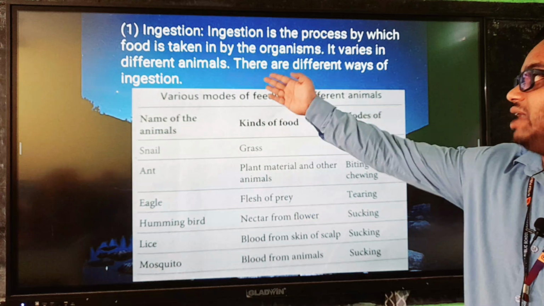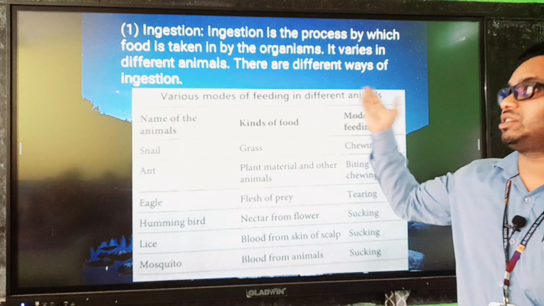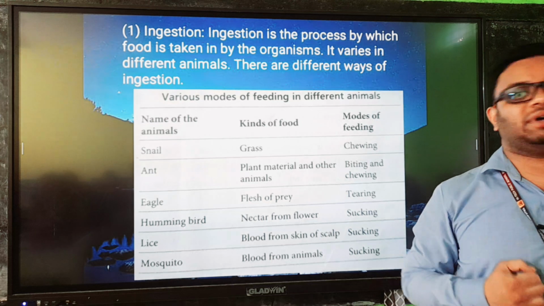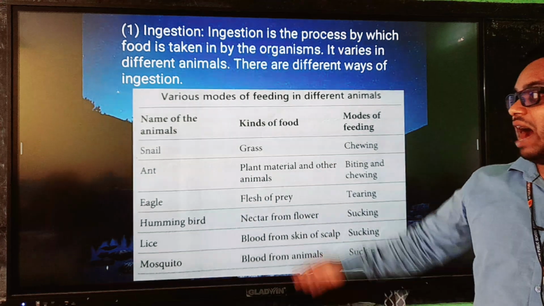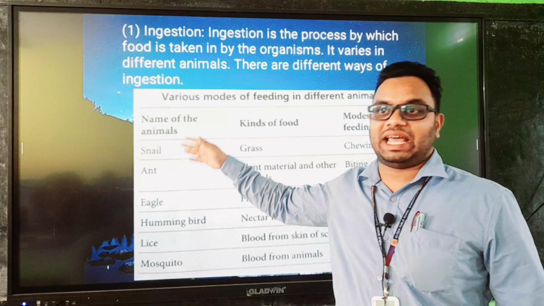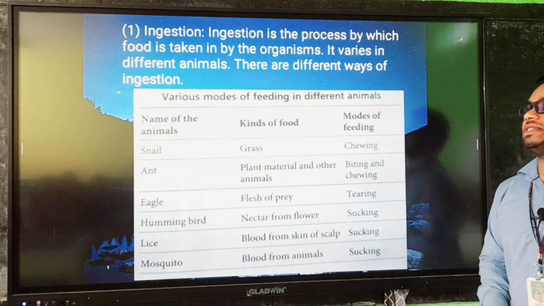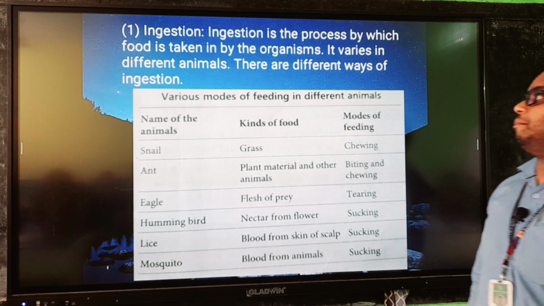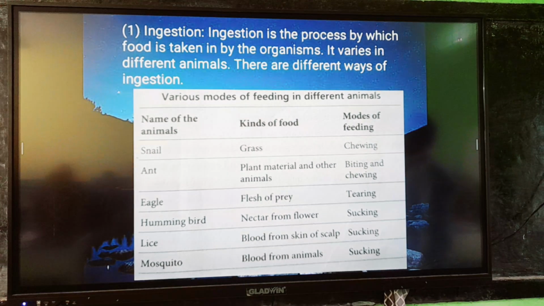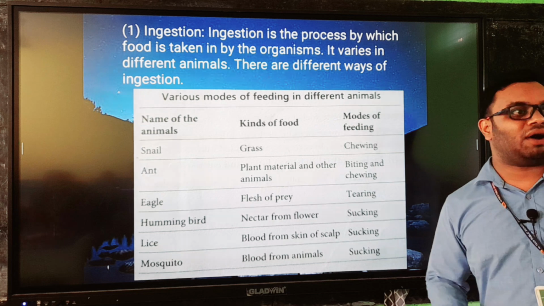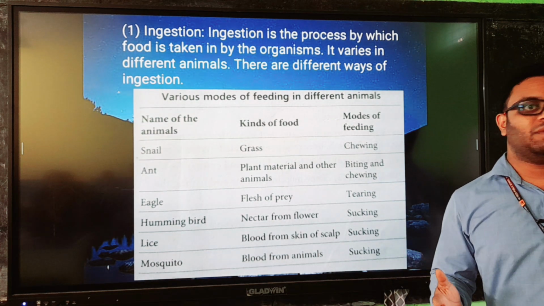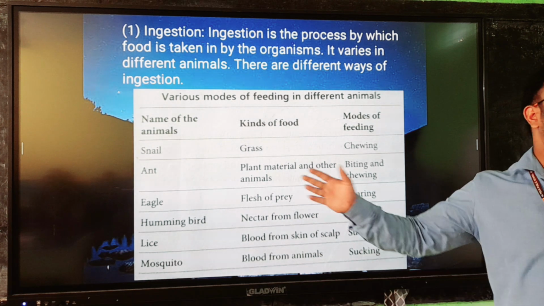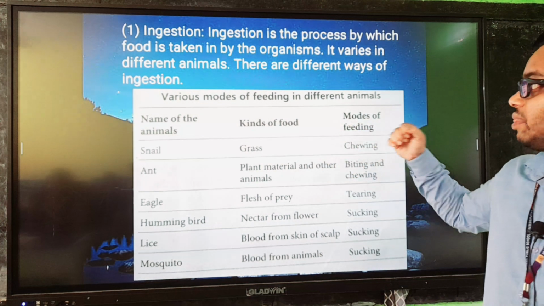So you see, ingestion process. Ingestion process means taking food inside the body. How we take in food, we will learn here, and how the different animals take food. So see, first, ingestion is the process by which food is taken in by the organism. It varies in different animals. How we are taking food, the same way is not done by all the animals. They have different ways of taking food.